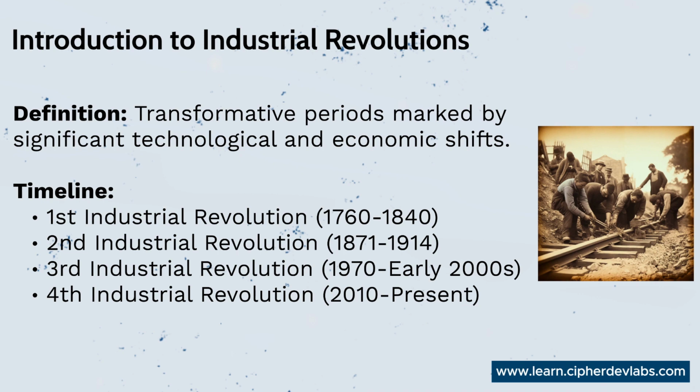Talking a bit more about industrial revolutions, as we mentioned, we have four industrial revolutions. The first one was from 1760 to 1840, the next one from 1871 to 1914, the third from 1970 to the early 2000s, and the fourth one commenced from 2010 to the present day and age.